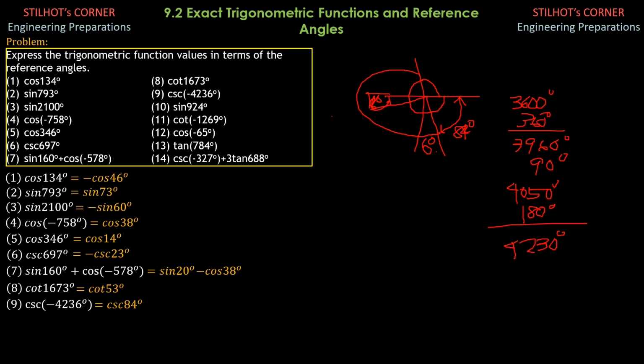3600 plus 360, 3960, plus 90, plus 90, 4050 here, plus 180, 4230, then plus 6, then it falls here.